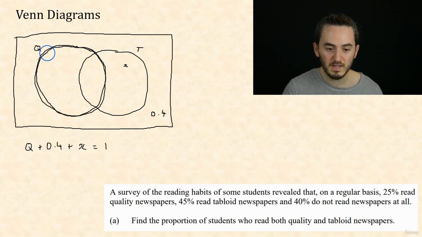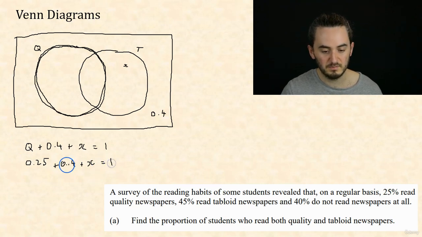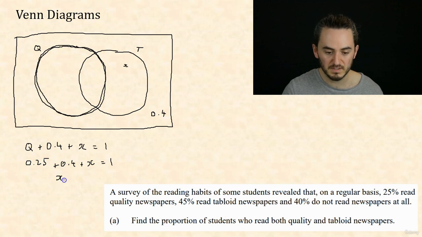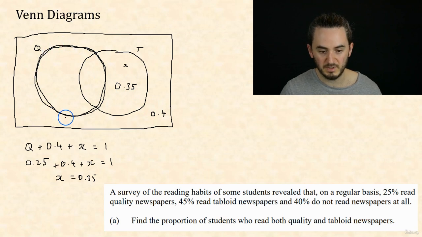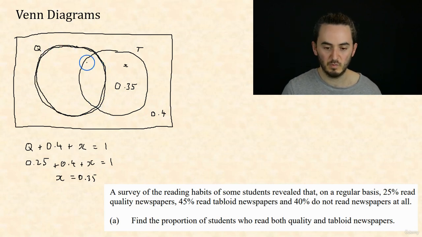But I know that the entire Q bubble is 0.25. So what I have is 0.25 plus 0.4 plus X, which I'm interested in, equals 1. Okay, subtract the 0.25 and 0.4 from both sides, and I get 0.35. So now I know that this region here is 0.35. As a recap, that's because 0.4 plus 0.35 is 0.75, and then plus all of the quality newspaper region, another 0.25, gets us up to 1.